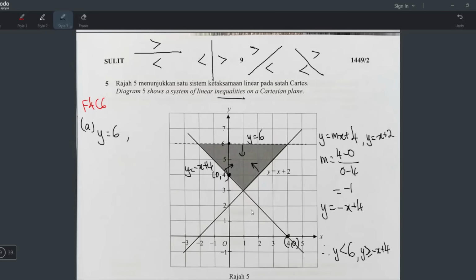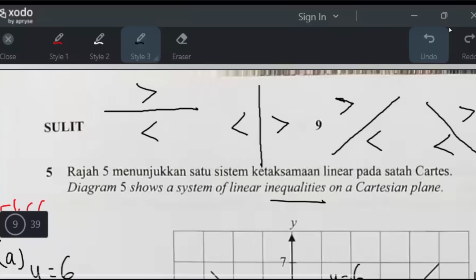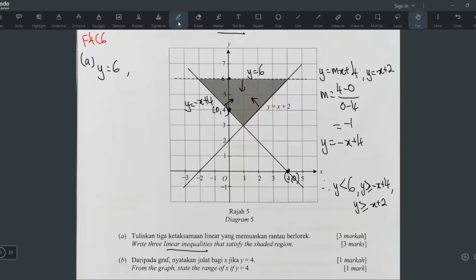Now, for the last one is the y equals x plus 2. So y equals x plus 2 is this line right here. And the shaded region is above the line. So I have to write bigger and I have to put equal because it's a solid line, right? So the question asked me to do what? Write three inequalities. So these are the three inequalities. The first one, the second one, the third one. So that's how you do it, right? Okay, but of course you have to show this working also. All right. Okay, so now I'm done.